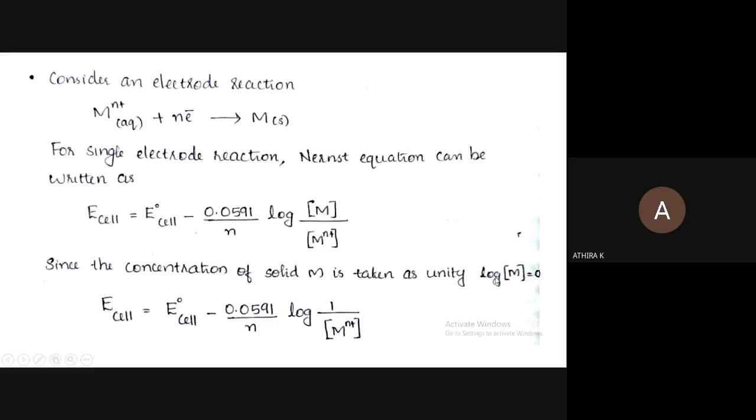So log 1 will be equal to 0. Since the concentration of M equal to 1, log 1 will be equal to 0. Then this equation will be changed to E cell equal to E0 cell minus 0.0591 divided by N log 1 by concentration of Mn plus.